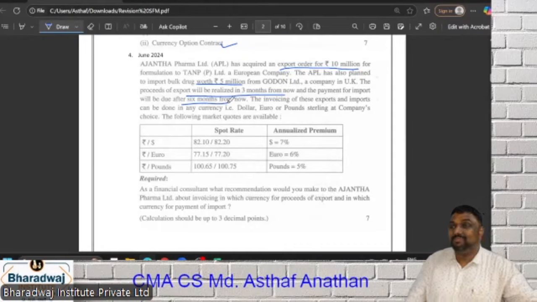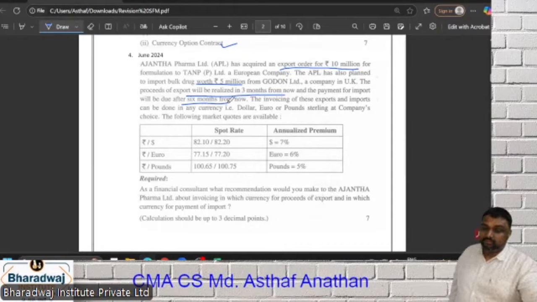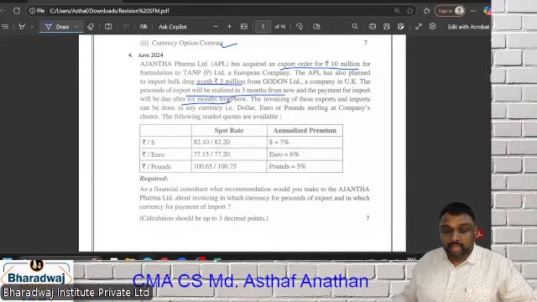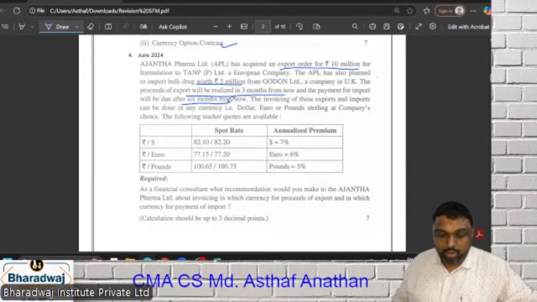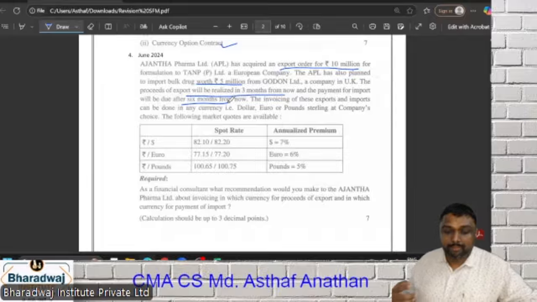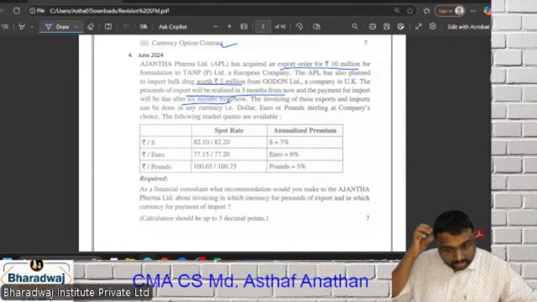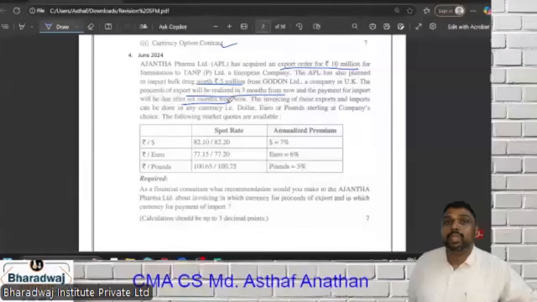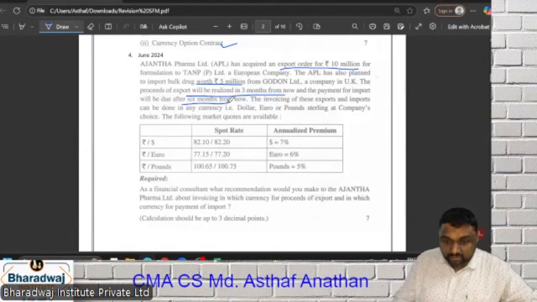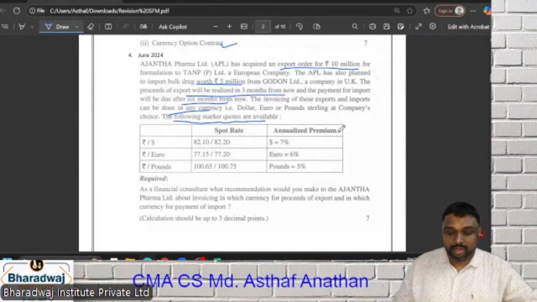This is very important. Your export, you have to get the payment within 3 months, but import you have to pay after 6 months only. That is a very important point. The invoice of this export and import can be done in any currency, that is, either in dollar, euro or pound, at the company's choice, following the market quotation. So market quotation is given.